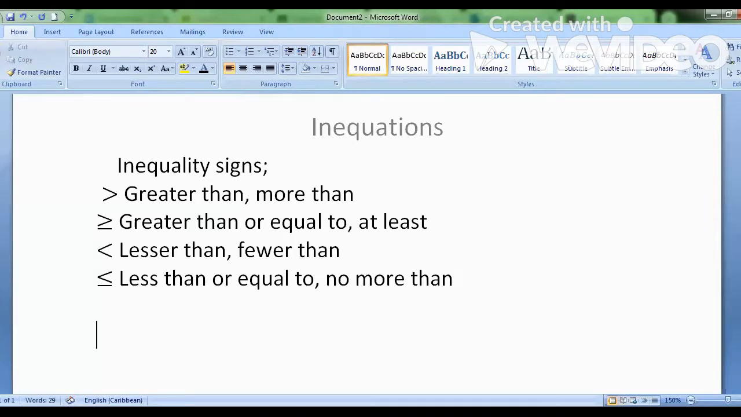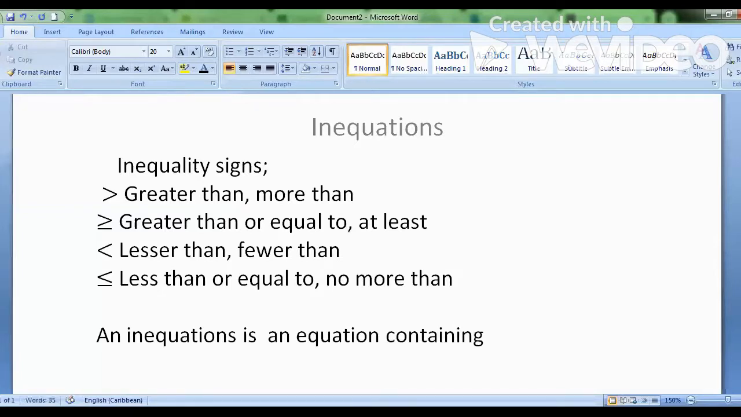Now, what do you think inequations are? Well, first of all, you identify equations with an equal sign. So you could say an inequation is an equation containing an inequality sign or symbol.